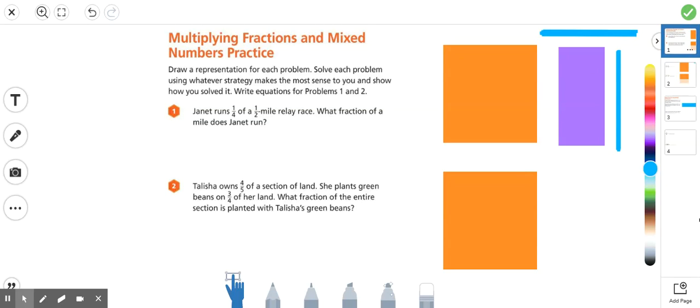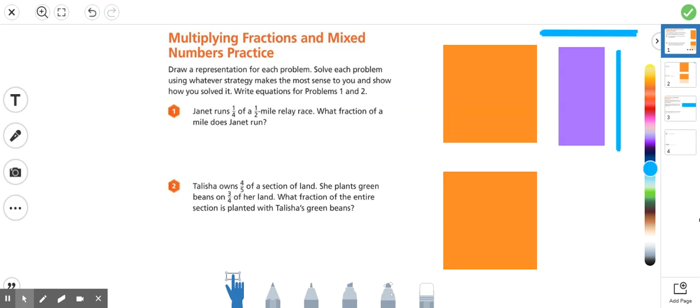You've worked so hard on the problems today. Now we're going to go over and check our answers. So let's start with problem number 1. It says Janet runs 1/4 of a half-mile relay race. What fraction of a mile does Janet run?